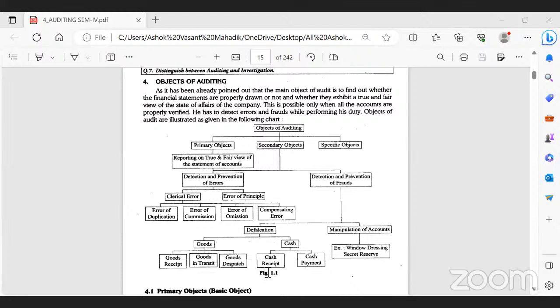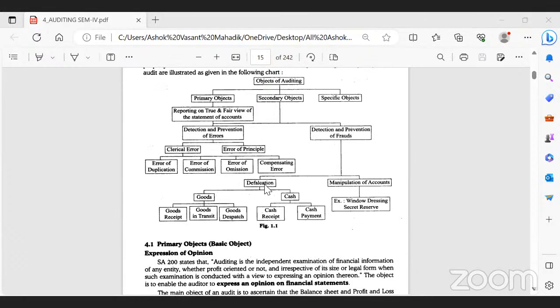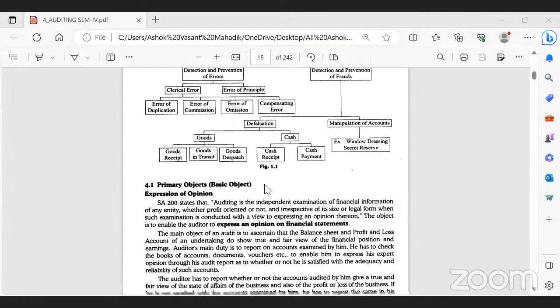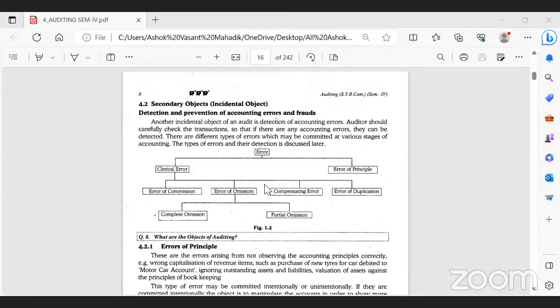Now, as I told you, secondary objective we have detection of errors and frauds. So we'll discuss errors and frauds in detail. Now, you can see types of errors are given here. This is important question. Now there are errors, or rather we can classify errors into two parts: clerical error and error of principle. Now the errors which are done at the clerical level are first one, error of commission.